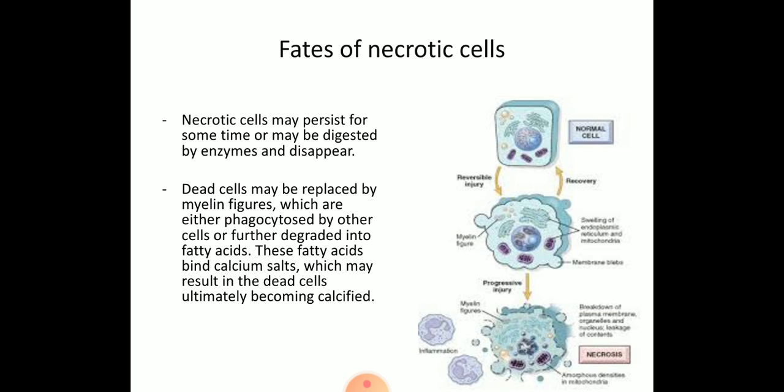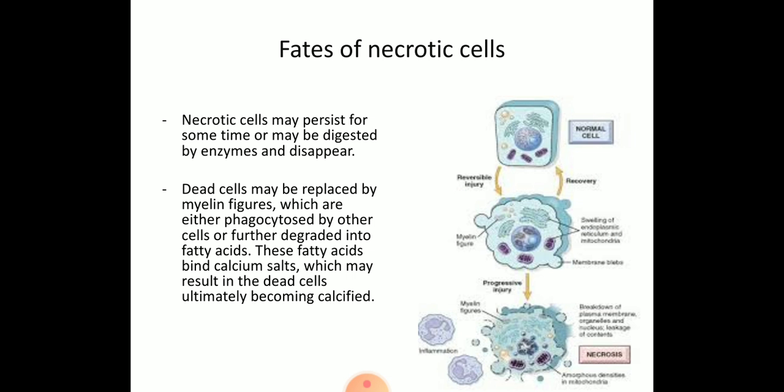Now what is the fate of a necrotic cell? First, let us discuss this figure. Whenever the cell is exposed to a mild form of injury, it may lead to reversible cell injury in the form of swelling of mitochondria and endoplasmic reticulum, as well as formation of membrane blebs. These changes are reversible if you remove the stimulus. But if the injury persists for a longer duration, it may cause breakage of the plasma membrane, which leads to leakage of the contents out of the cell.